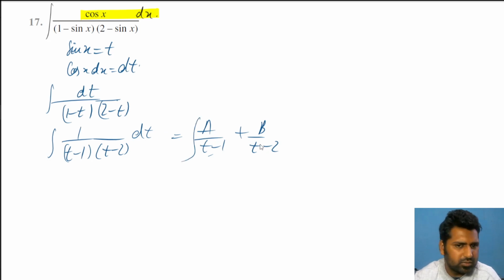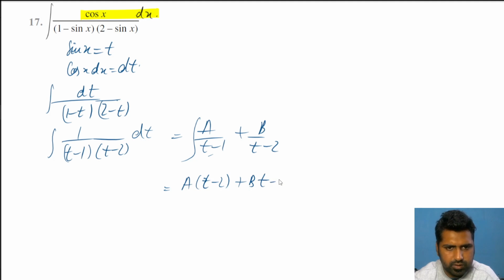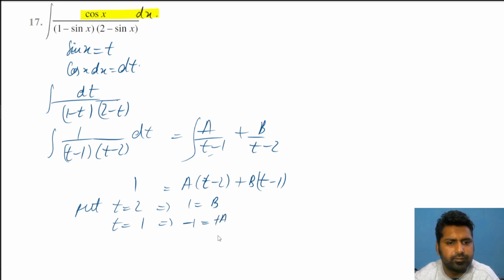If you do the integration, it will be log. Okay. They are actually very simple. It will come a into t minus 2, b into t minus 1. I think you can solve this very easily. Put t as 2, you get 1 is equal to b, and put t as 1, you get 1 equal to minus a. So a is minus 1 basically.